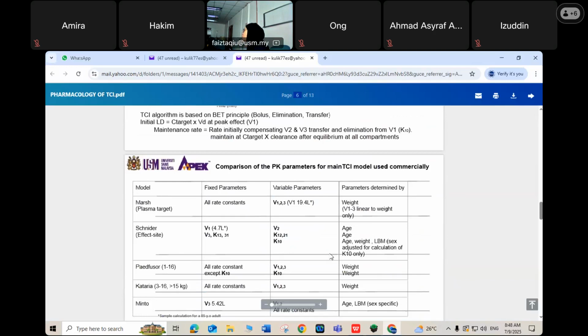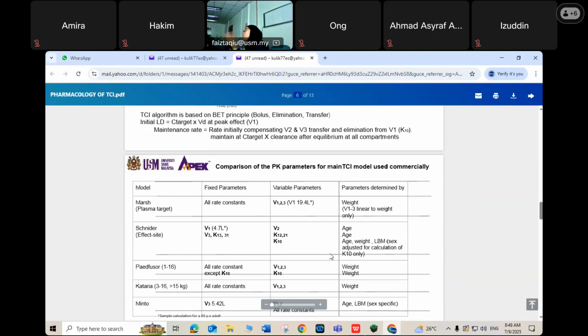Whereas in a thin or elderly patient, for example, if you use Marsh, you tend to be overdosing. Because it has a larger V1, even though it is variable, meaning it changes with weight and age, we tend to overdose a bit. But the modified Marsh is slightly different. Right now in Europe, even in obese patients we like to use modified Marsh.